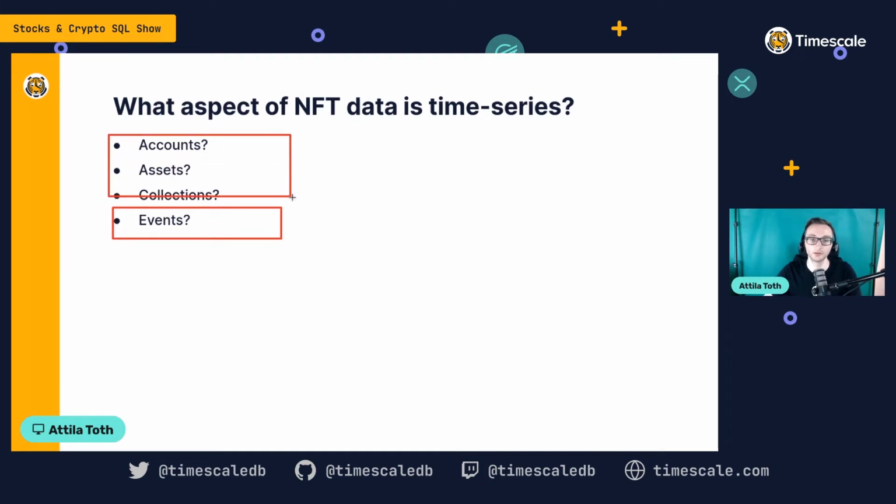And when it comes to the other elements, accounts, assets, and collections, obviously they are also important because an event basically connects these other data types together. So for an event, you have a sender account, which, in the case of a sale transaction, sends the NFT, and then you have an account which receives the NFT because this account bought the NFT. Or you have collections, which is important if you want to analyze not just individual NFTs, but collections.